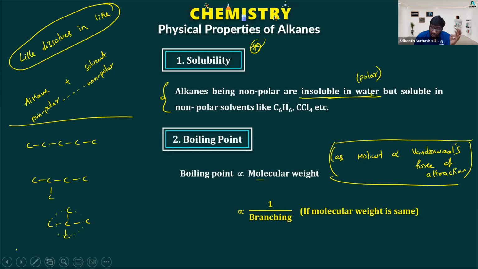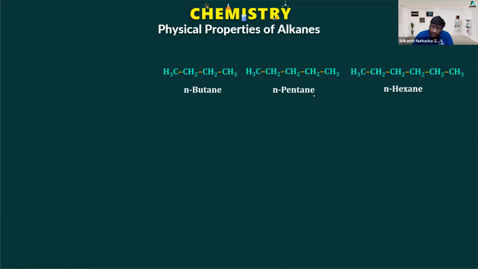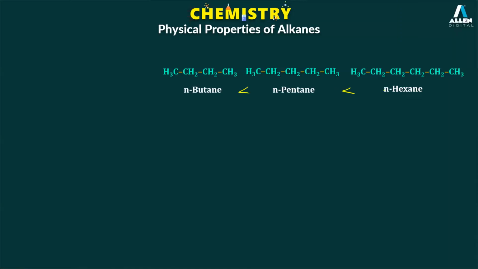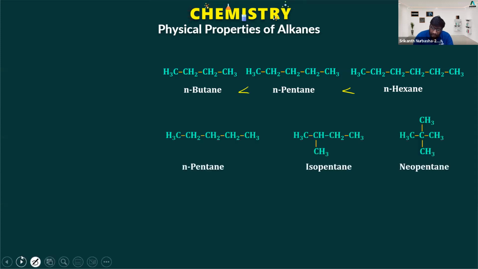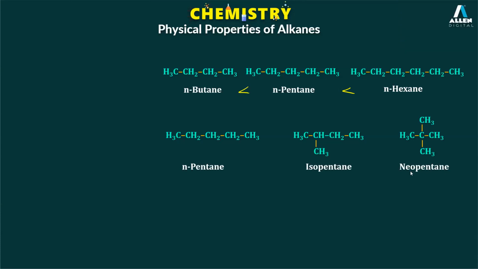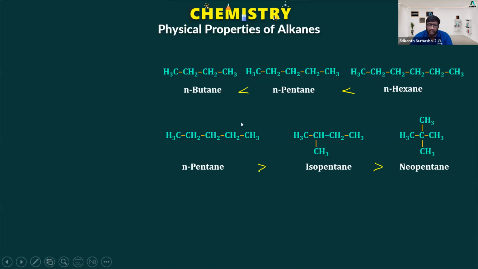Boiling point is inversely proportional to branching and directly proportional to molecular weight. If the molecular weight is the same, then only you have to look at branching. If the molecular weight differs, then the higher the molecular weight, the higher the boiling point. So among n-butane, n-pentane, n-hexane, n-hexane will have the highest boiling point, then n-pentane, then n-butane, based on molecular weight. Among n-pentane, isopentane, neopentane, which will have the higher boiling point? n-pentane, because branching is increased in the others. With increase in branching, the boiling point decreases. Why? Because the intermolecular forces of attraction decrease.